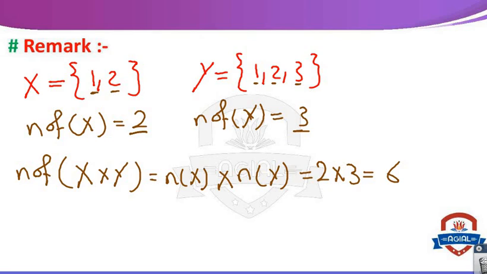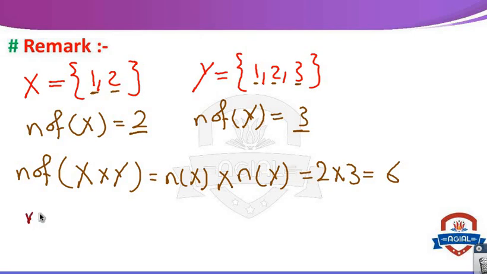Again, we know that X is a finite set, 1 and 2, and Y is another finite set, 1, 2, and 3. The number of elements of X equals 2, the number of elements of Y equals 3. Then the number of elements of the Cartesian product between X and Y equals 2 by 3 equals 6 ordered pairs of the Cartesian product X × Y. Okay?